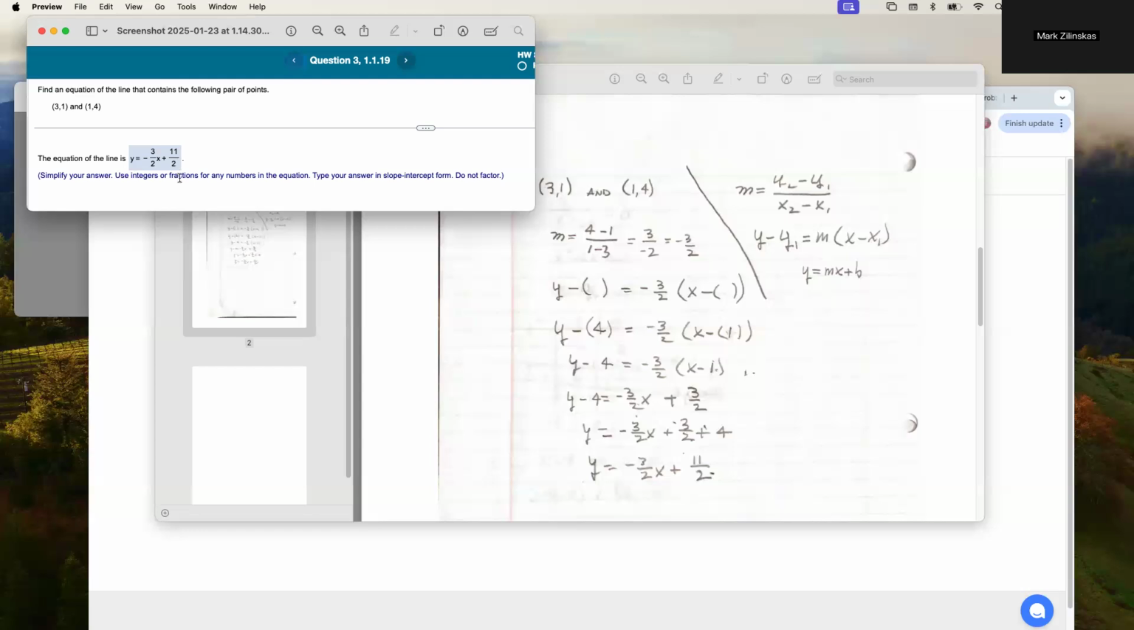So again, if I were to type in this -3/2 as -1.5, MyMathLab is going to score that wrong because of the way these directions are emphasized right here. They only want integers or fractions. Okay, so no decimals. I could get a decimal here, a 5.5, and I don't want to type that in. I want to type in 11 halves.